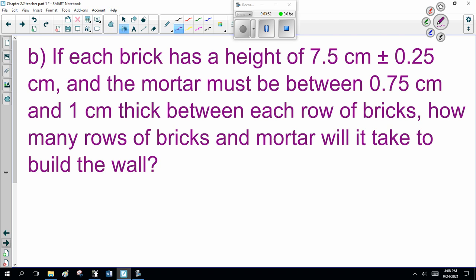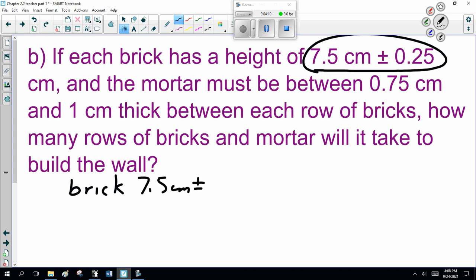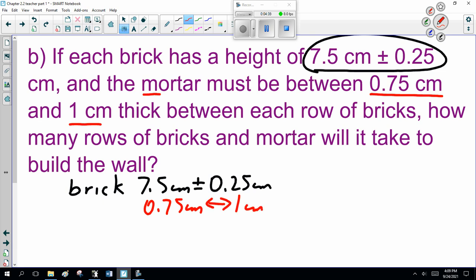All right? So here, it gets a little involved, so pay attention. Each brick has a height of 7.5 centimeters plus or minus 0.25 centimeters. So brick, and the mortar, 0.75 and 1 centimeter thick. Now, that's sneaky. So what do we got there? The mortar is between 0.75 centimeters to 1 centimeter. Label that, Mr. Sutton, so I know.